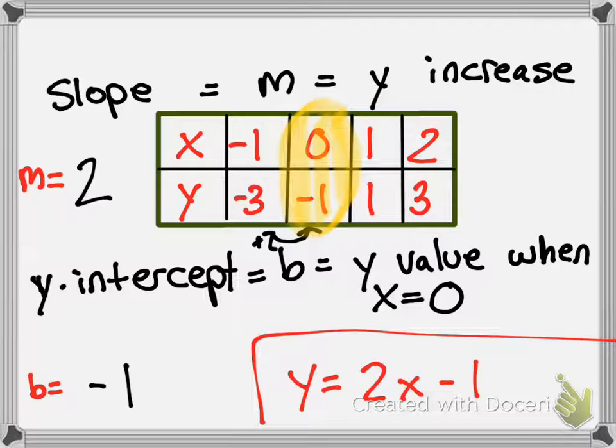And if I didn't have the other ones, let's check our work first of all. Let's check it. If I had 1, I plug in 1 for x. I get 2 times 1 is 2, minus 1 is my other 1. If I had 2, 2 times 2 is 4. 4 minus 1 is 3.